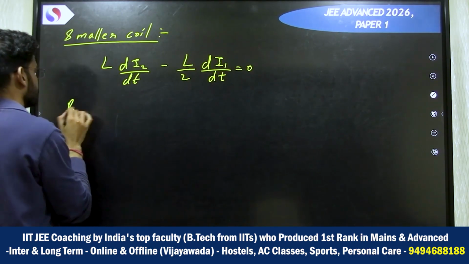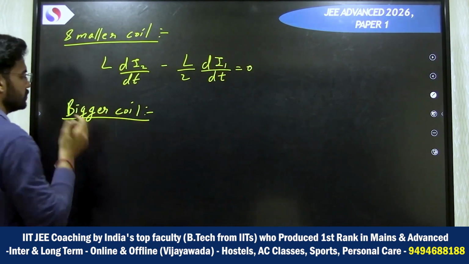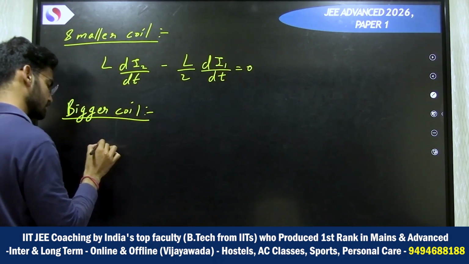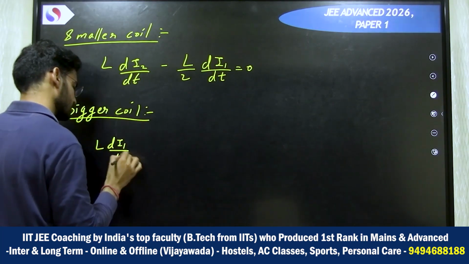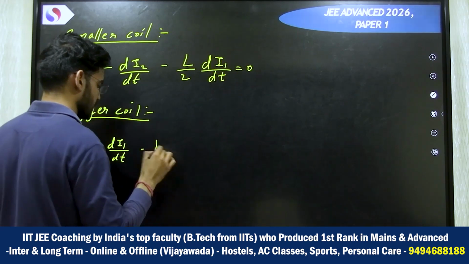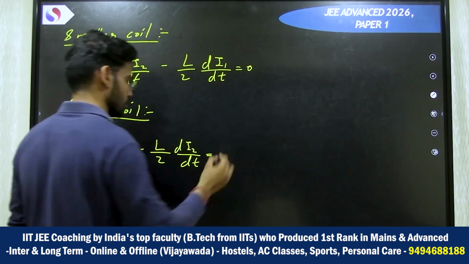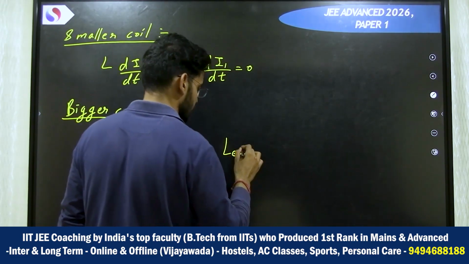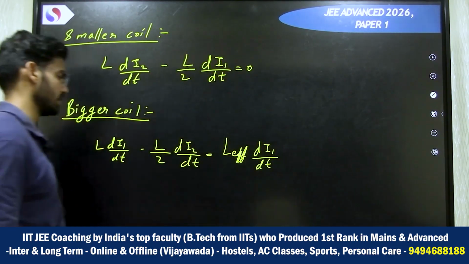And for the bigger coil, for that only you have to calculate the L effective. So here you will say I1 current is there. So L into dI1 by dt, that is by his own current, and by the mutual inductance you will have minus L by 2 into dI2 by dt. This will be equal to L effective, if you want to write it in terms of I1 only, so L effective into dI1 by dt. From here we can solve for L effective.